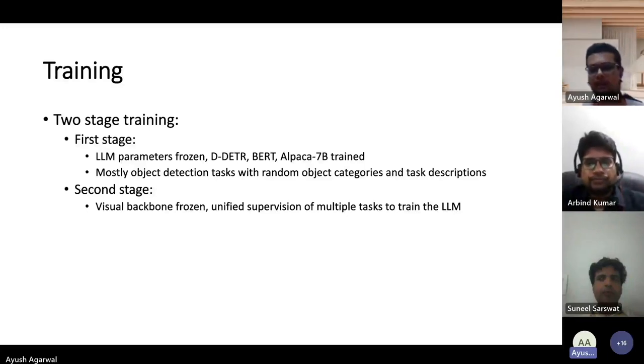That was with LLMs. And in the second stage, the visual backbone is frozen, as in the ResNet or InternImage that we use, and there is a unified supervision of multiple tasks to train the LLM. What that means is that we are training it for multiple tasks at once in the second stage.